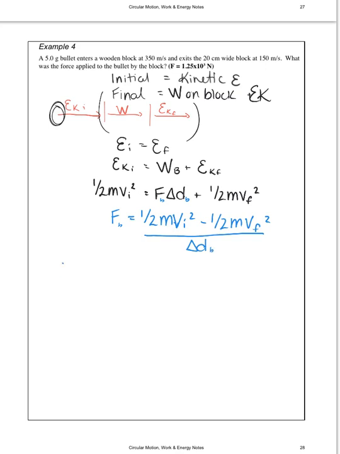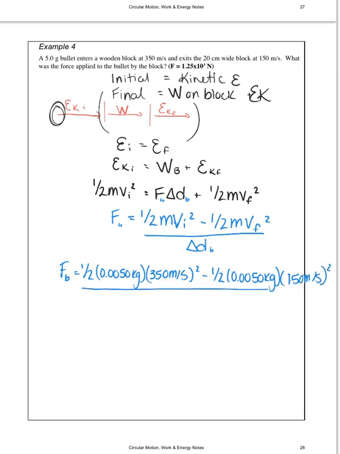I'm just going to give myself some more room here. 1/2, the mass is 5 grams. Now we have to change that into kilograms, so divide by 1,000, times the initial velocity, 350 meters per second, which is squared. Take away 0.0050 kilograms times the final velocity squared, so 150 meters per second squared, all divided by the distance through the block. The block was 20 centimeters wide, so that is 0.20 meters.